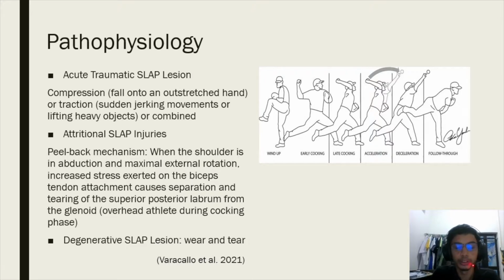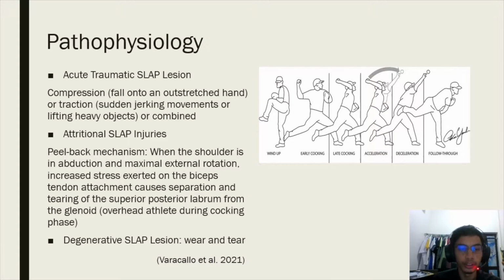The pathophysiology of labral tear: first, due to acute traumatic SLAP lesion, compression, fall onto an outstretched hand, or traction, sudden jerking movements, or lifting heavy objects, or combined. Next is the attritional SLAP injuries, which can result in reduced strength due to the peel-back mechanism.